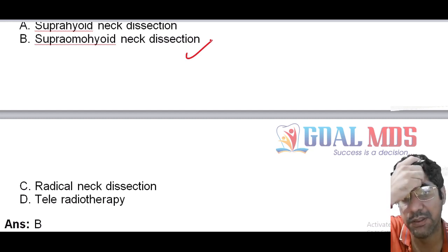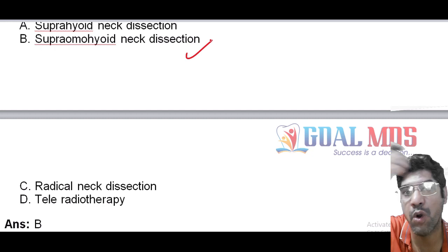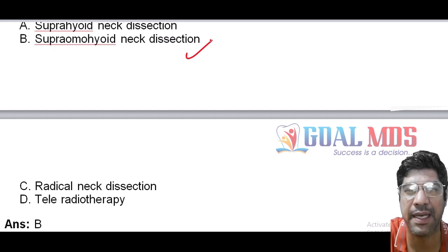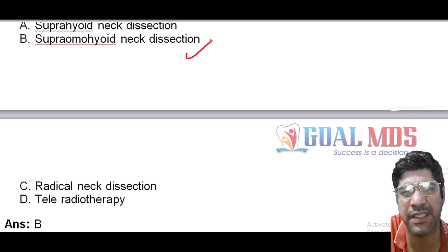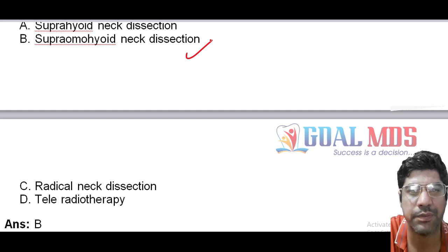of treatment. The supraomohyoid neck dissection is a more limited neck dissection that involves the removal of lymph nodes in the upper part of the neck. So when there is less extensive lymph node involvement, supraomohyoid neck dissection is considered. Whereas the radical neck dissection involves the removal of more extensive structures like the lymph nodes, muscles and other tissue. So the answer is B.